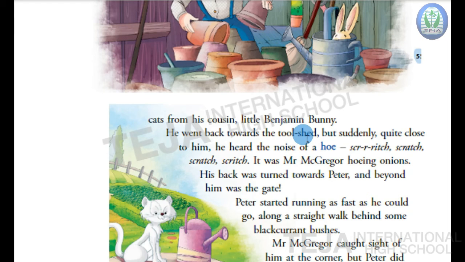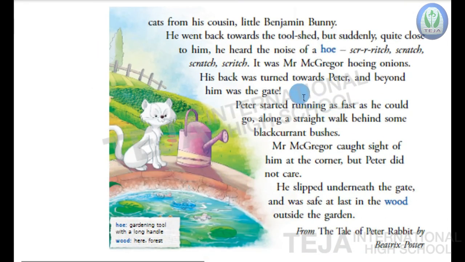Next, his back was turned towards Peter, and beyond him was the gate. Now his back was turned towards Peter, and behind the back of Mr. McGregor, there was the gate. So Peter saw the gate, through which he can go out from the garden. Peter started running as fast as he could go along a straight walk behind some blackcurrant bushes. So as Peter observed the gate behind Mr. McGregor, Peter ran as fast as he could.